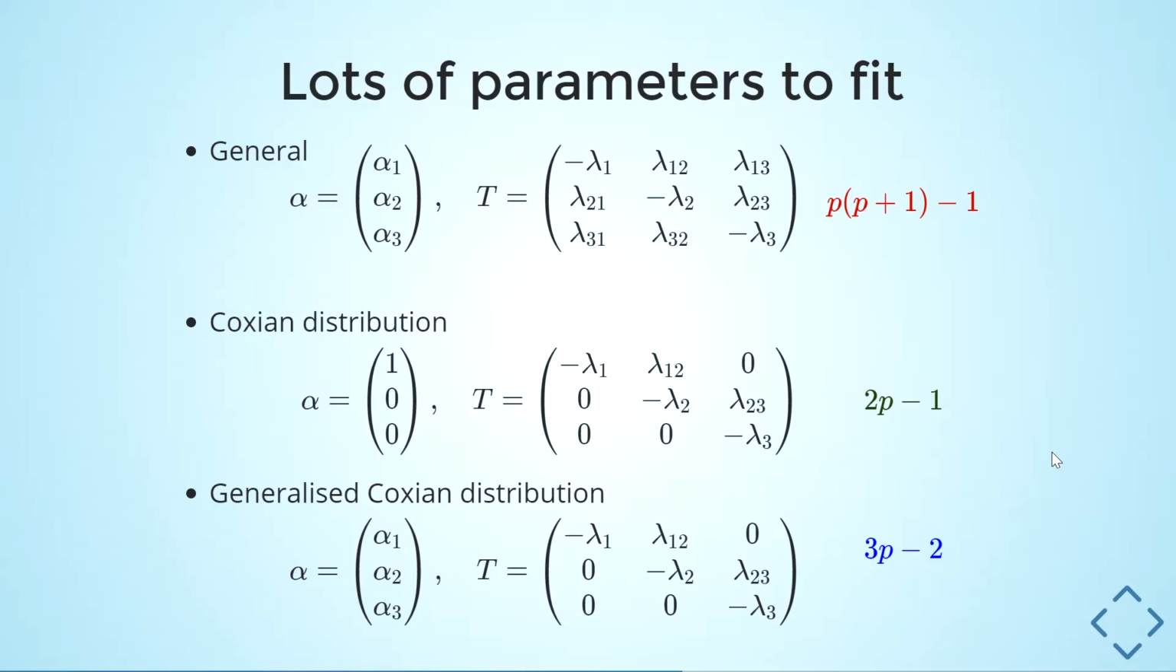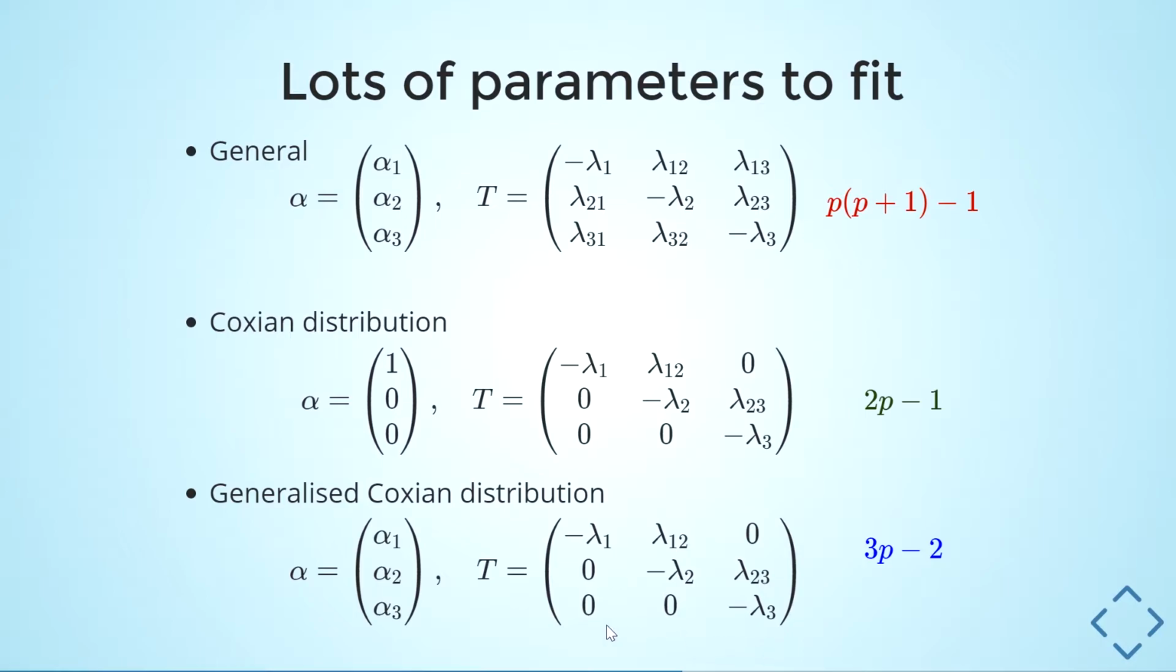The simplest way to get around that is to enforce some structure on the Markov chain. You say the Markov chain, say in the Coxian distribution, it always starts at phase 1, and then from phase 1 it either dies, goes straight to the terminating condition, or goes to phase 2. And then from phase 2 it either dies or goes to phase 3. And that way you still have a lot of benefits. It's still very flexible, but you have far fewer parameters that you need to deal with. And so you go from order p squared down to order p parameters.